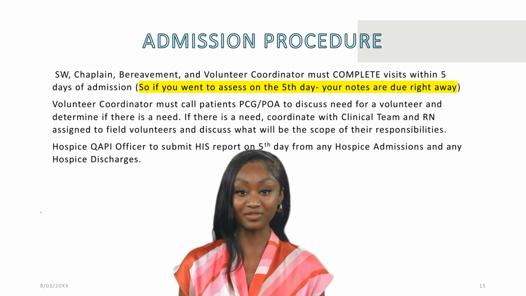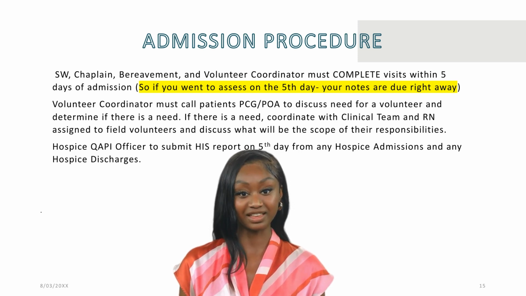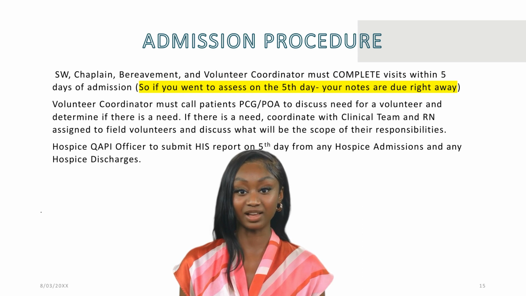9. The volunteer coordinator must call the patient's PCG/POA to discuss the need for a volunteer and determine if there is a need. If a need is identified, the volunteer coordinator will coordinate with the clinical team and RN, and they will assign field volunteers and discuss what will be the scope of their responsibilities.